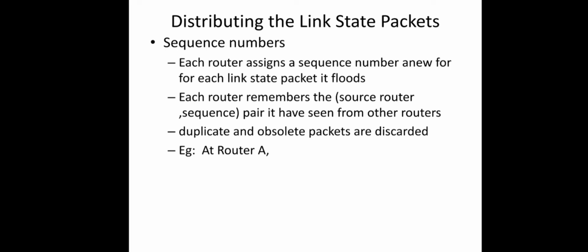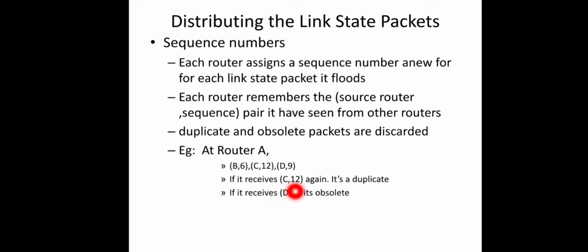Example for this sequence number: suppose at router A, it stores information like this: B6, C12, D9. That means the last sequence number of the received packet from B is 6, and the last sequence number from C is 12. So this pair information will be maintained or stored in every router. Upon receiving a new packet, suppose router A again receives C12. That means it's a duplicate. It's already there, so it should be discarded, right? And if it receives another packet D8, you see the sequence number 9 is already received.